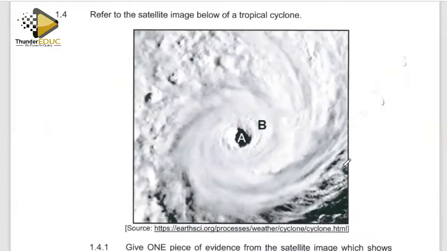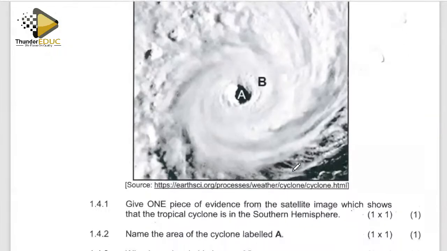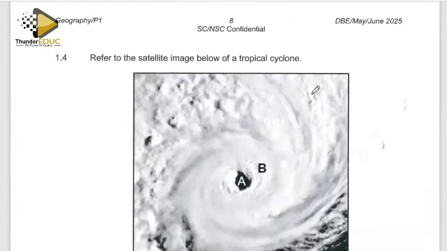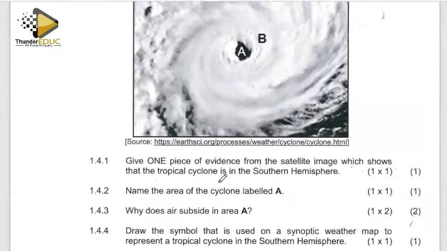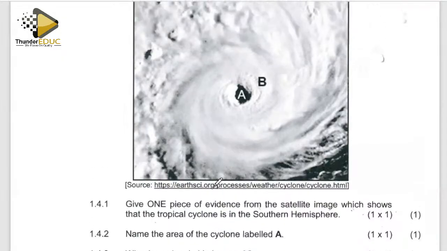Right, this is our satellite image. This is the focal point of our satellite image, and this is the surrounding area of the focal point of the satellite image. And these whitish things show the cloud and the circulation of that cloud. So give one piece of evidence from the satellite image which shows that the tropical cyclone is in the southern hemisphere.